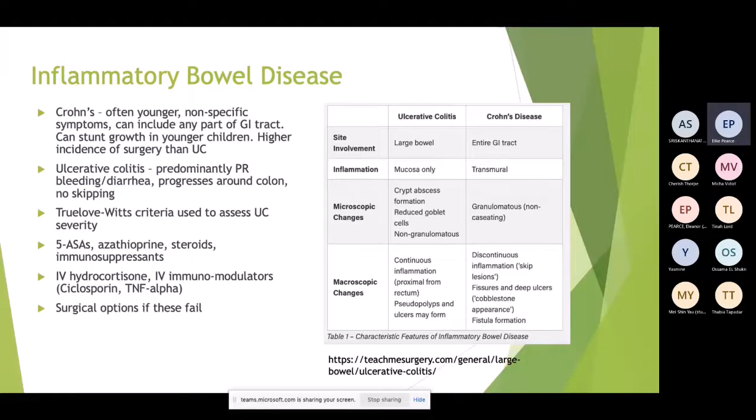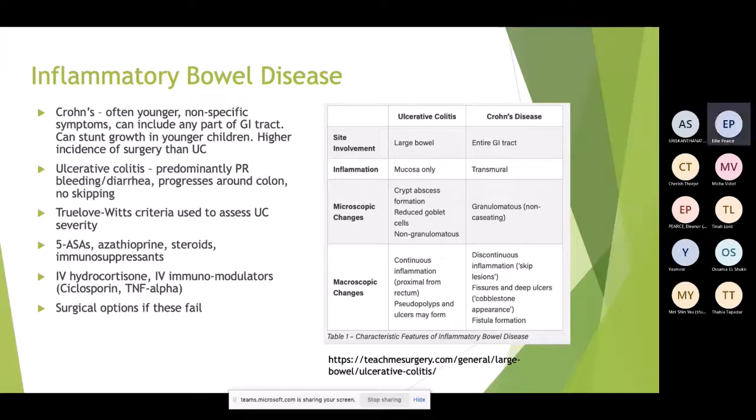And the changes that we see on colonoscopy: you might see pseudopolyps, ulcers, and continuous inflammation in UC, and in Crohn's disease we get what's called skip lesions. So there are areas of healthy bowel in between sections of inflamed bowel. There are fissures and deep ulcers, which can be described as a cobblestone appearance, and they can form fistulas as well.